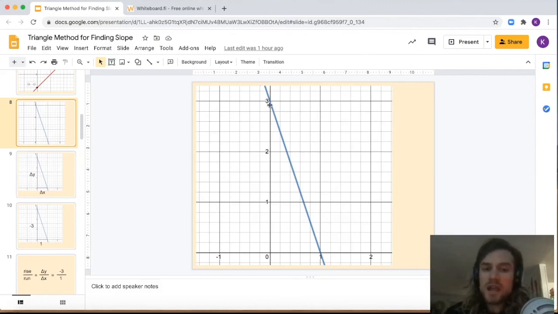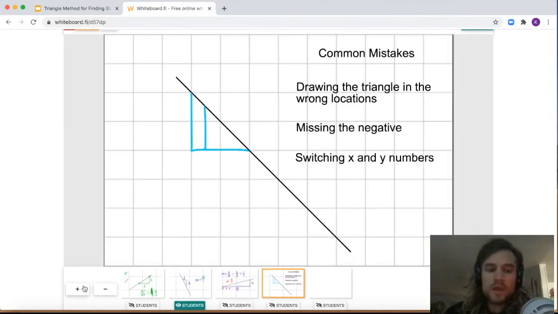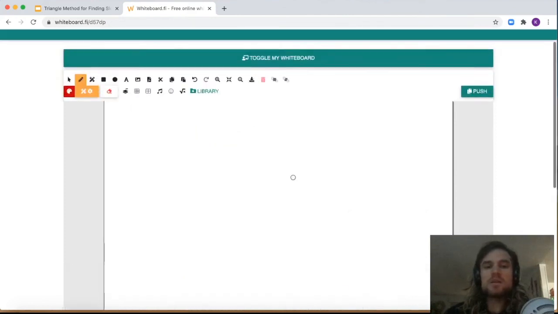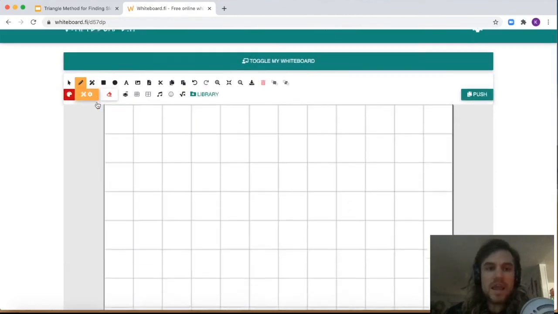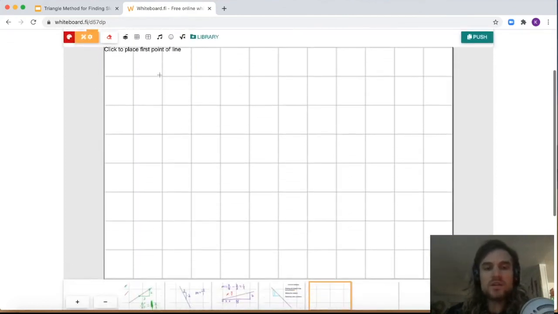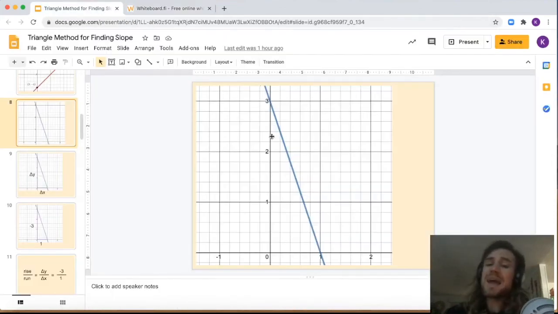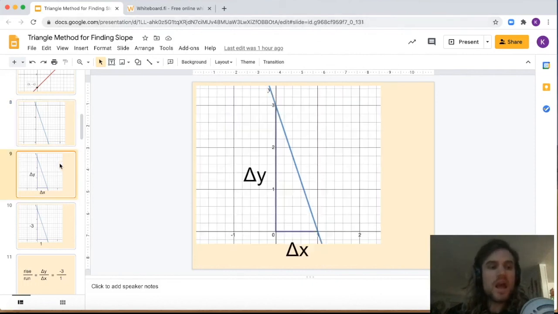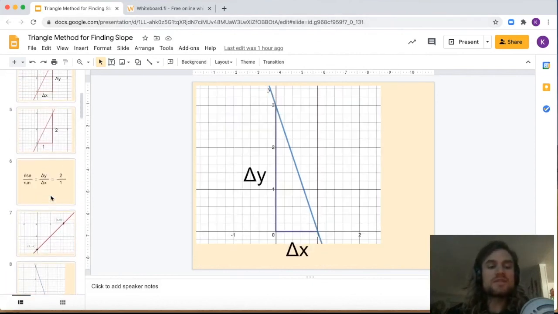Or you can make your own whiteboard, right, by clicking that plus button and then using the grid and then using the line tool here, and you could try to figure out how to put that on there. So there's that, and then obviously on IXL it's going to look even different as well. So some challenges still remain for you as we try to navigate this crazy slope world.